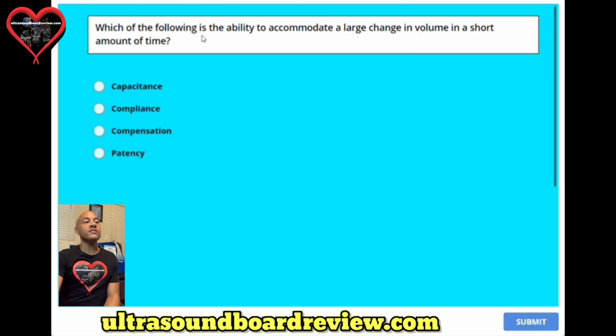Question 60. Which of the following is the ability to accommodate a large change in volume in a short amount of time? A, capacitance. B, compliance. C, compensation. Or D, patency? The answer is A, capacitance.